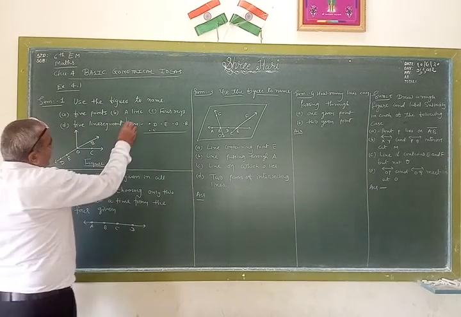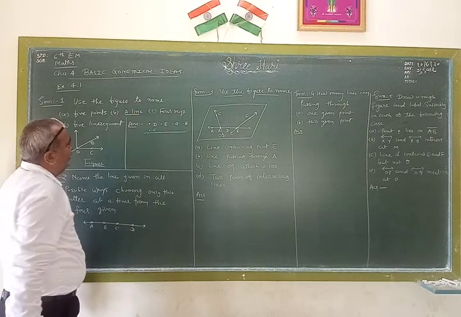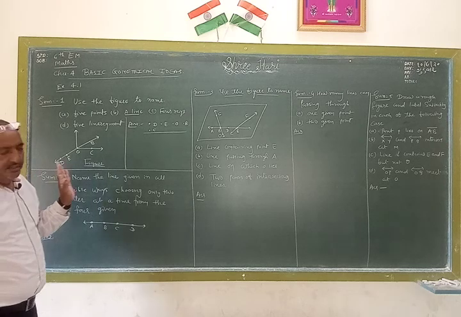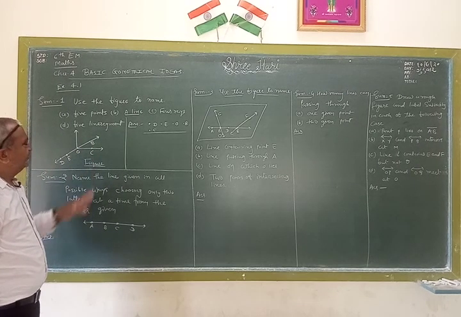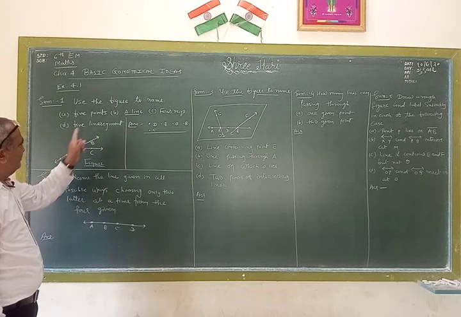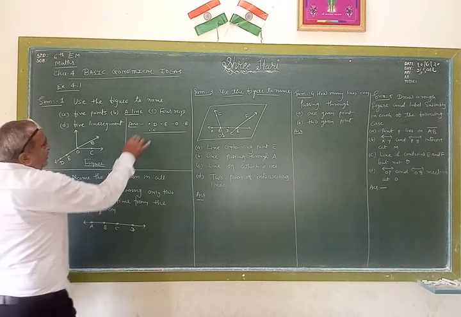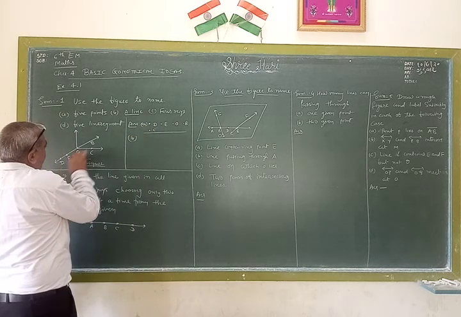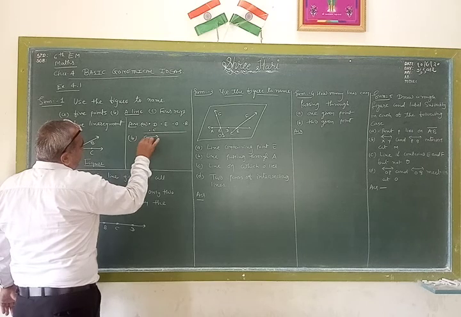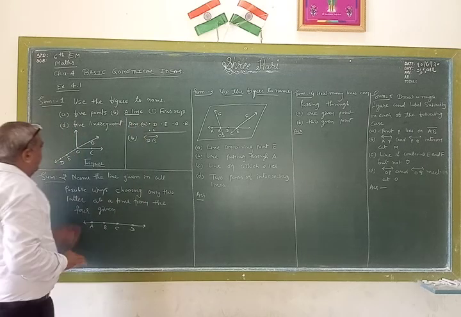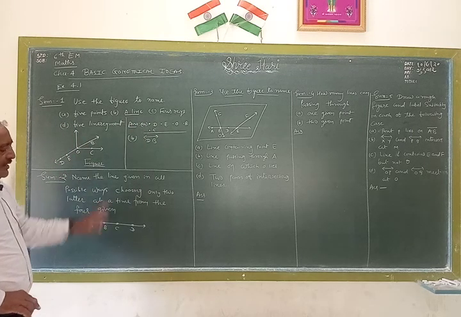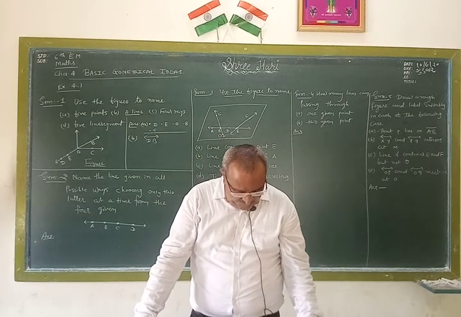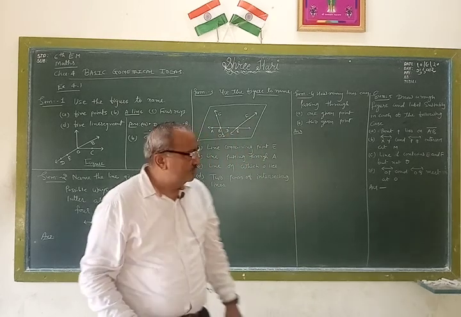Our question, a line. Give the name of any one line. There are 5 or 6 lines in this figure, but we have to give the name of one line. Answer B, this is DB. Line DB is a line. EB is also a line, OB is also a line, but we have to give the name of only one. So DB is a line.